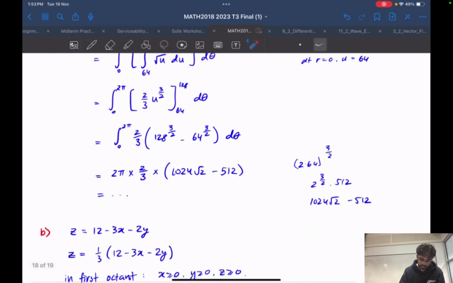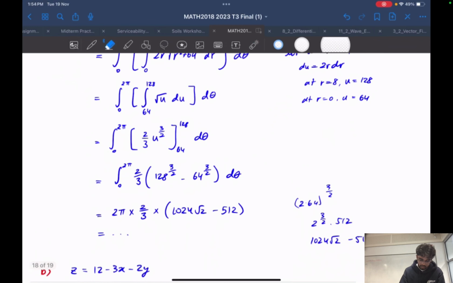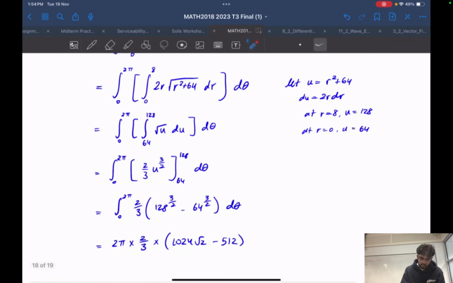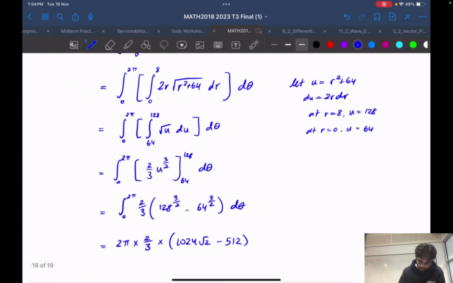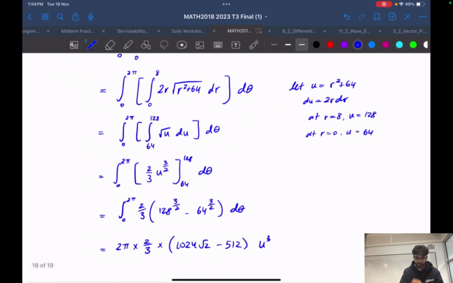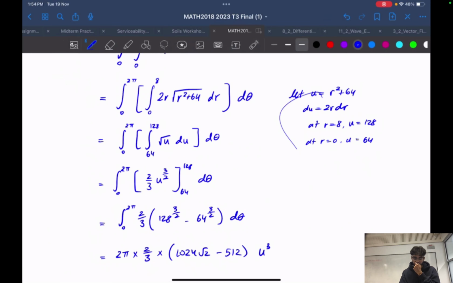I would think it's a much nicer answer, but I didn't get a really nice answer. This is the answer I got. It's not that nice. And obviously it should be units cubed. And I've also used a substitution midway through. You don't need to. It's just that I couldn't really wrap my head around the integral, so I just made it a bit simpler for myself.